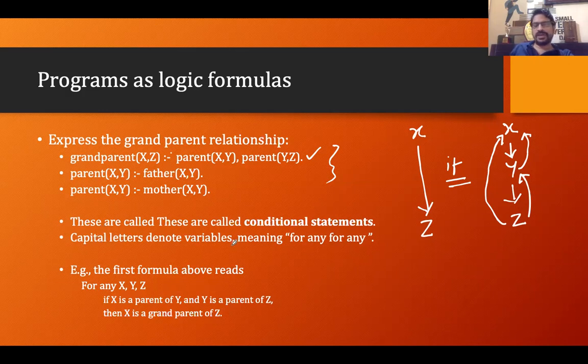Capital letters denote variables, meaning for any X, X is a parent of any Y. The formula for the above is: for any X, Y, and Z, if X is a parent of Y and Y is a parent of Z, then X is a grandparent of Z. So the first statement can be read by this statement.